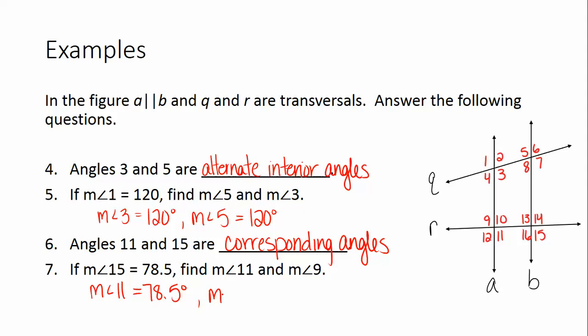And the measure of angle 9, and we can do this a couple of ways. 15 and 9 are related. Those are what we call alternate exterior angles. And 11 and 9 are related. Those are vertical angles. So they're all congruent. So either way you go, whether you're getting 9 from 15 or you're getting 9 from 11, it's still 78.5 degrees.